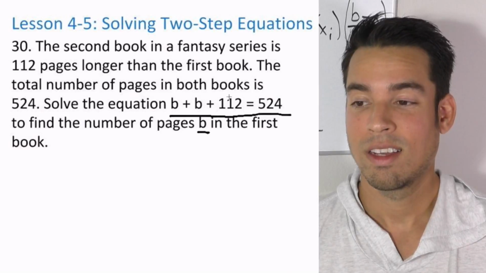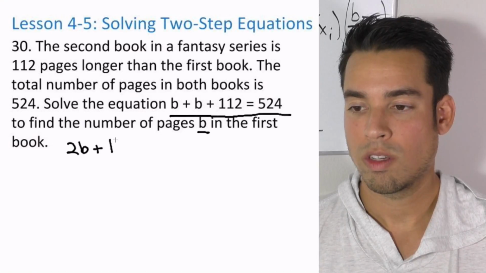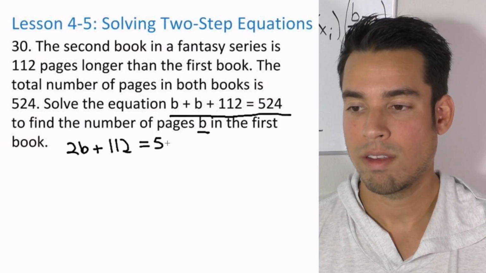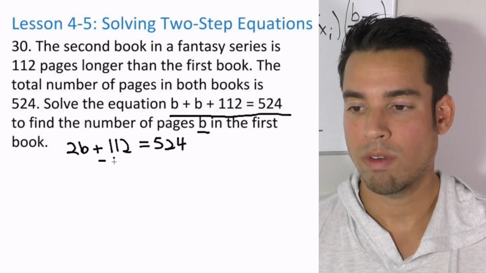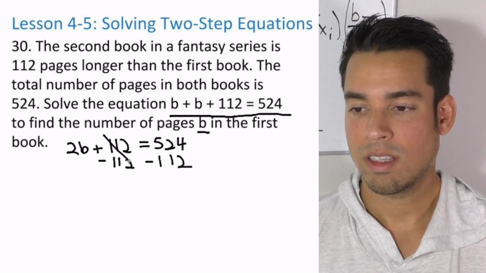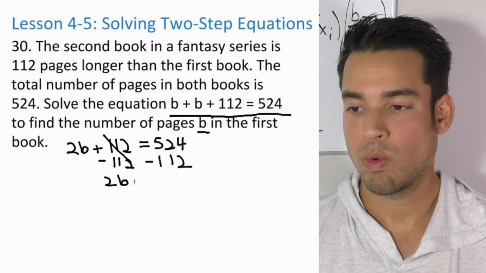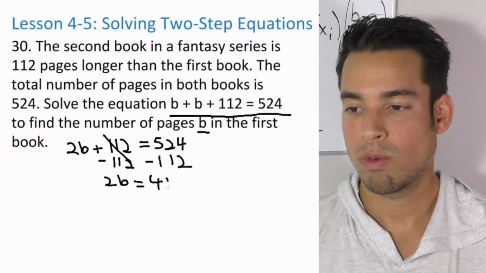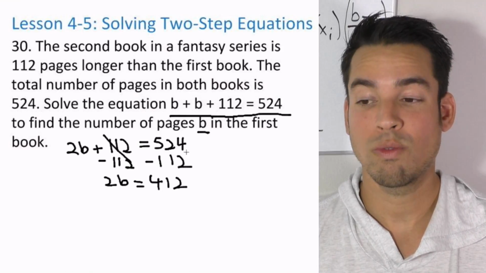Okay, let's do that. So first, let's combine our like terms B and B. That gives us 2B plus 112 equals 524. Now let's go ahead and subtract 112, right? 112 is farther away from B than 2. So we get rid of that first, we subtract it. These guys cancel out. What's 524 minus 112? That is just 412.